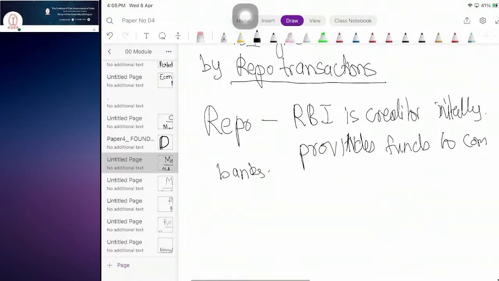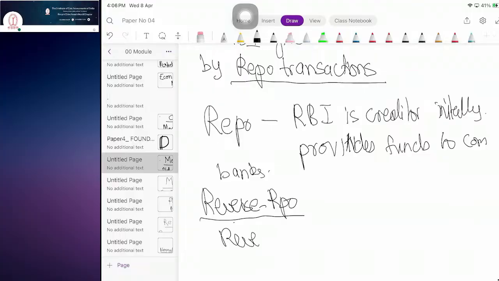In the reverse repo transaction, what happened is that many banks had a lot of money coming in from foreign markets, so they needed some place where they could park the funds for a short term. So that is how RBI created this window called reverse repo. Reverse repo simply means the opposite of the repo transaction.